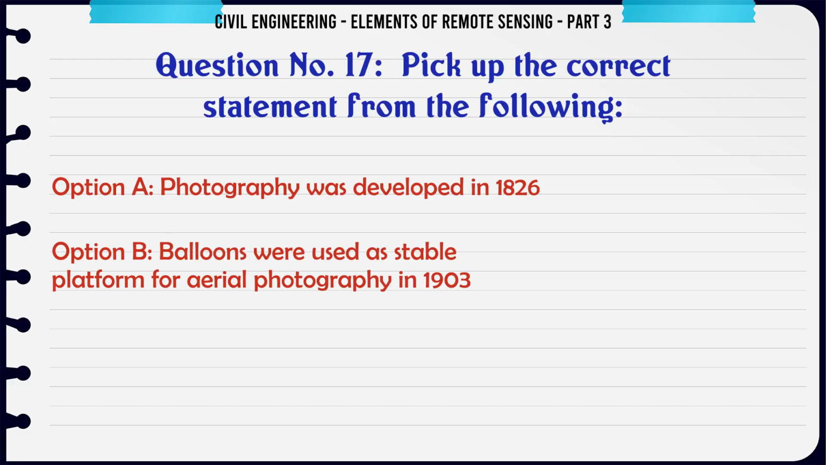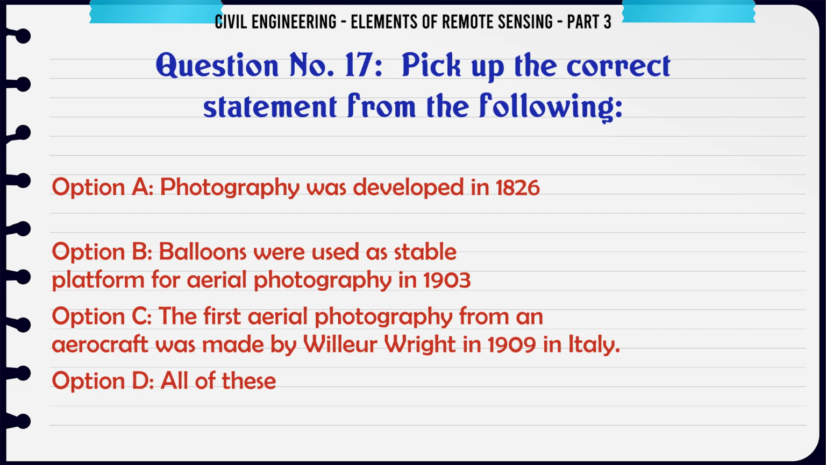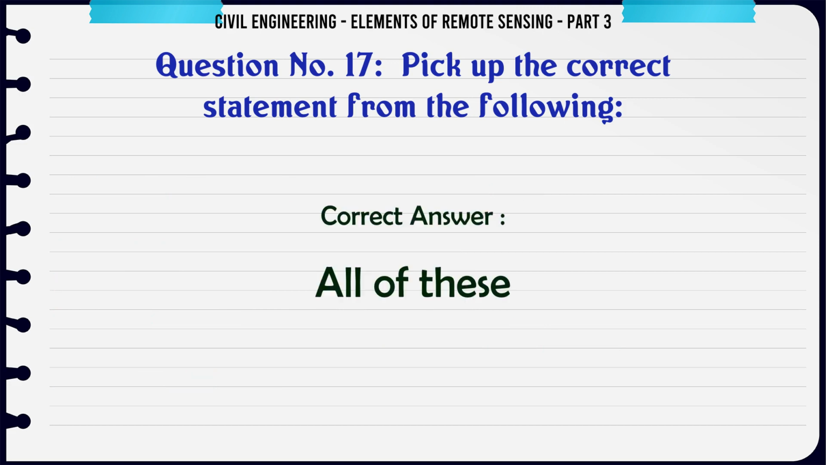Pick up the correct statement from the following. A. Photography was developed in 1826. B. Balloons were used as stable platform for aerial photography in 1903. C. The first aerial photography from an aircraft was made by Wilbur Wright in 1909 in Italy. D. All of these. The correct answer is all of these.